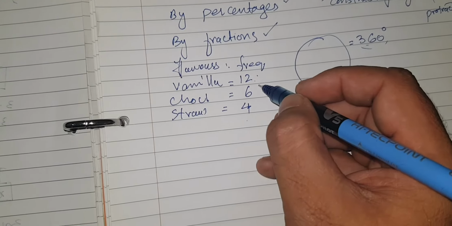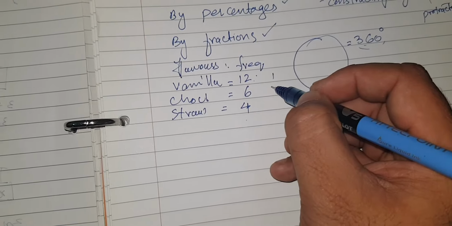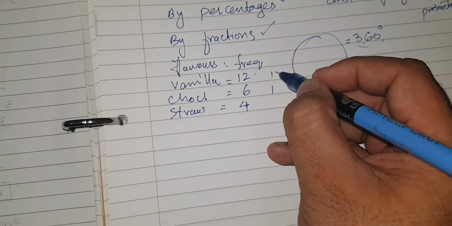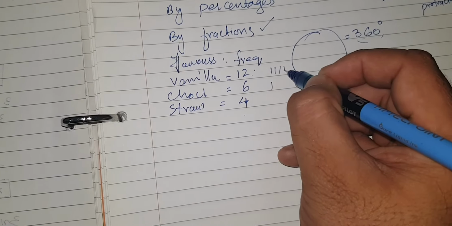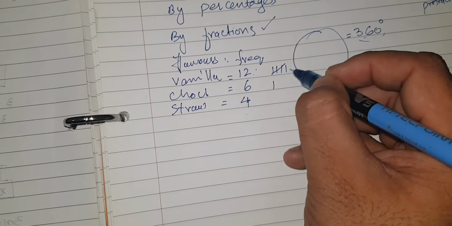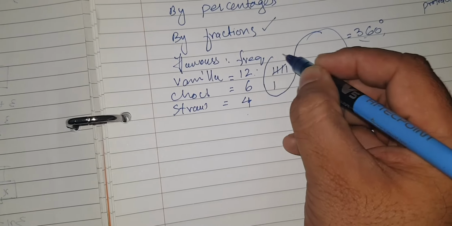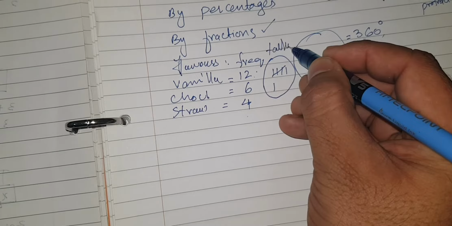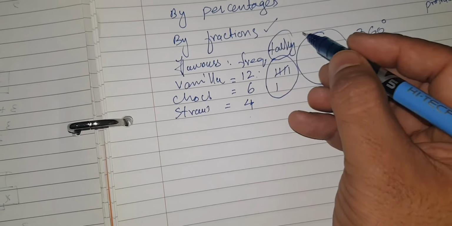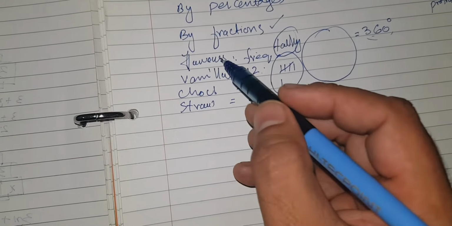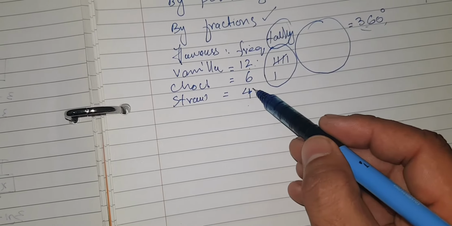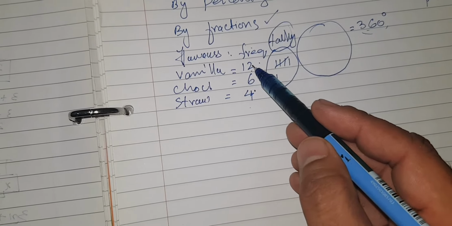Tally marking means if someone said vanilla, I'll put 1 here. If someone said chocolate, I put 1 here. Then they said vanilla again, I put 1 here. Then when I got 4, I'll put the 5th one like this, saying that this is the 5th part. These are called tally marks, T-A-L-L-Y. Now I have the frequency and the flavors, 12, 6 and 4. This is the frequency I got.